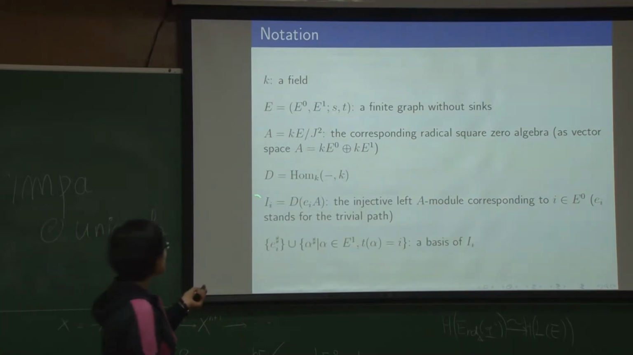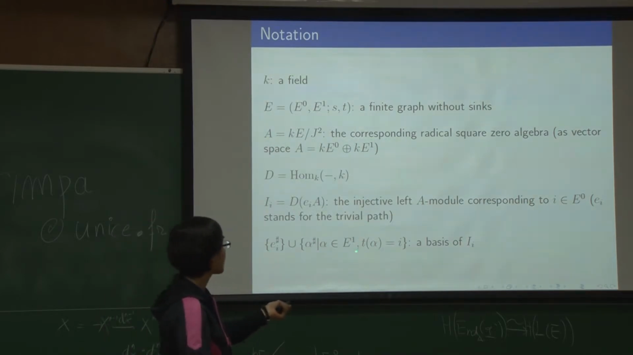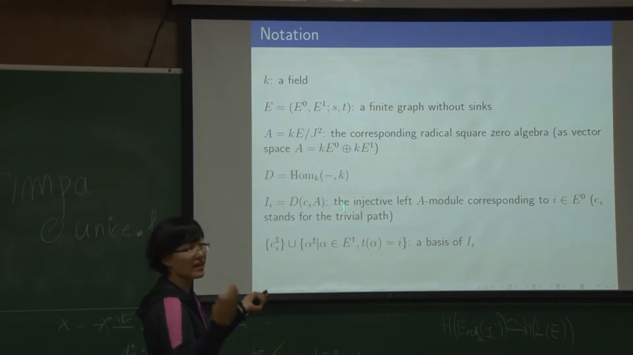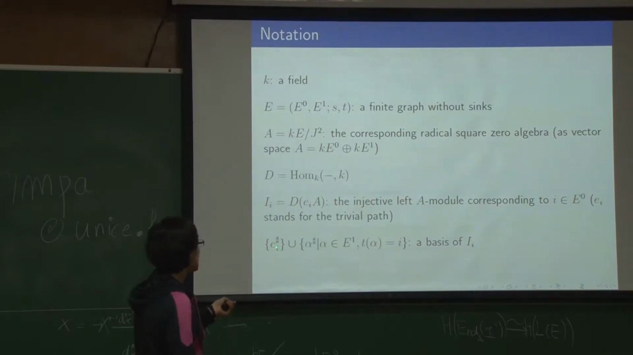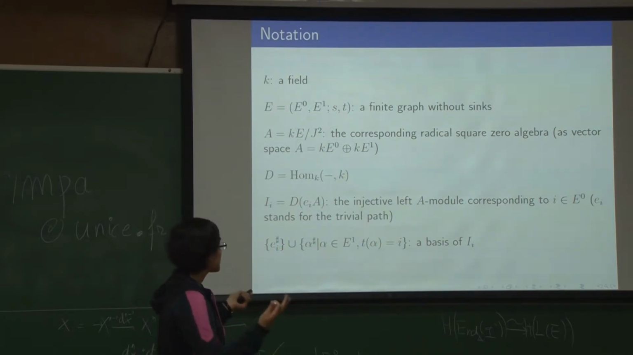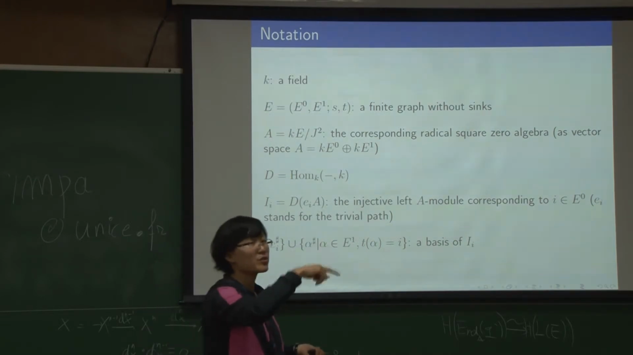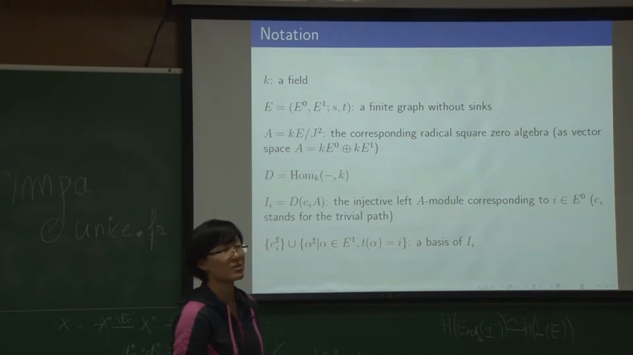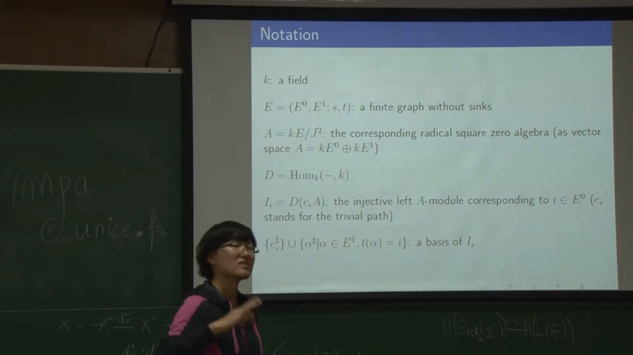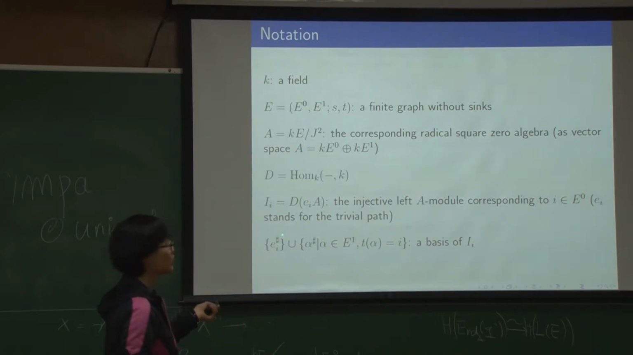So here for the injective module I_i, we have a basis. In fact, it's the dual basis of this projective module e_i A. So here I use e_i-hat and r-hat to denote the dual basis, because usually we use star, but because in the Leavitt path algebra we use star for the ghost edges. So here I change to another symbol, and use hat.